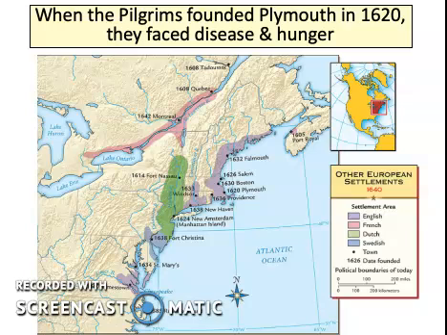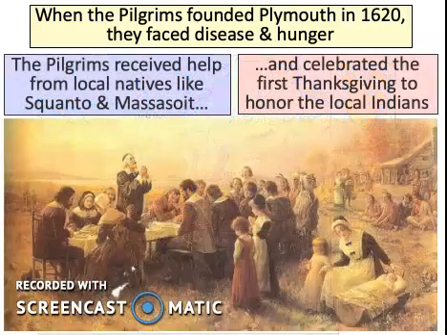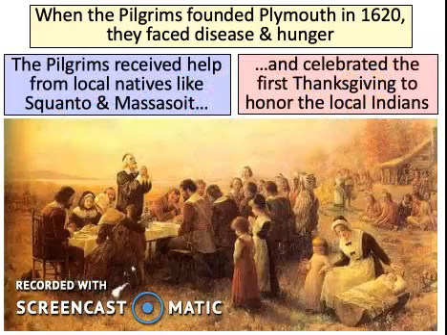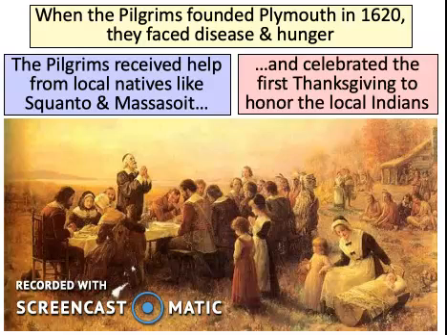Now, similar to what's happening down in Jamestown, when they arrived in 1620, they're also facing disease and they're also facing hunger as well. Now, they do, like the early Virginians, get some initial help from Native Americans, from local leaders like Squanto and Massasoit. They celebrate the first Thanksgiving, as you see in the picture there. But soon, the relationship with Native Americans will sour, especially over conflicts over land.